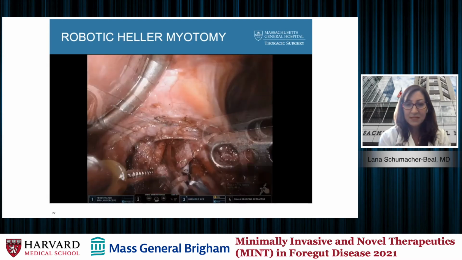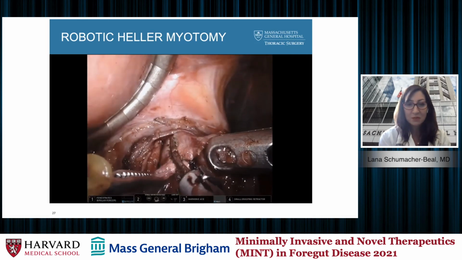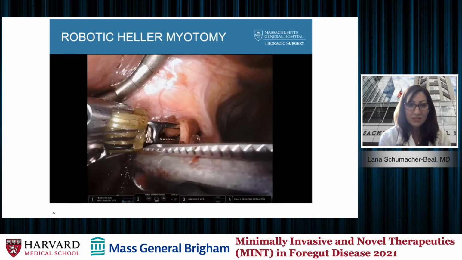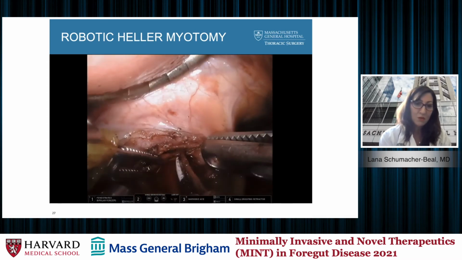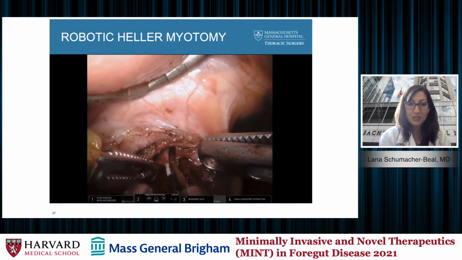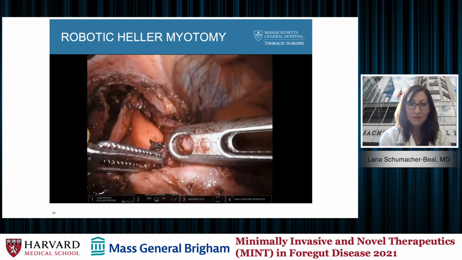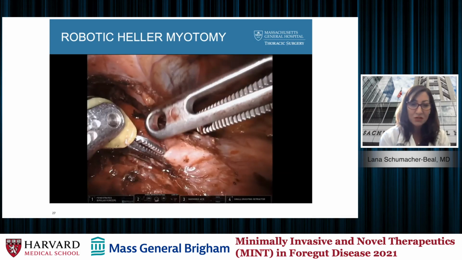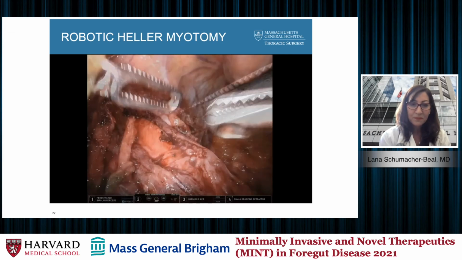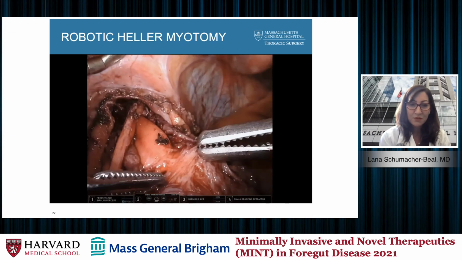We'll just keep dissecting in that plane. You can see that submucosal plane very well. See all the muscle fibers. I think that's a great advantage of the robotic approach, is the visualization. And here you can see each fiber, and we're showing that we're going now onto the stomach across the gastroesophageal junction. We're slowly dividing these fibers.